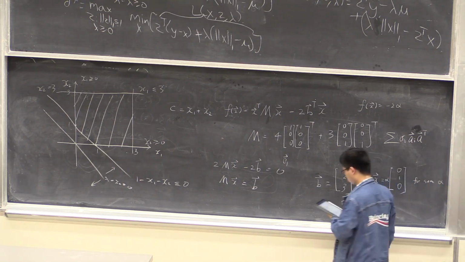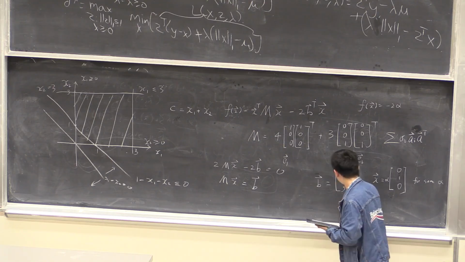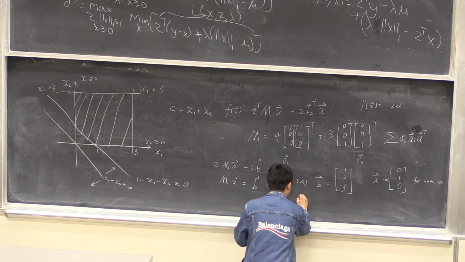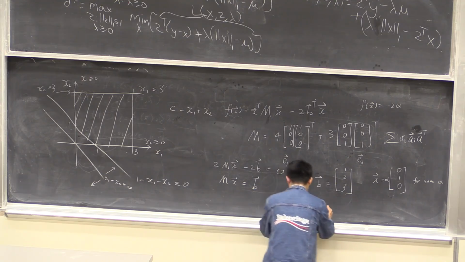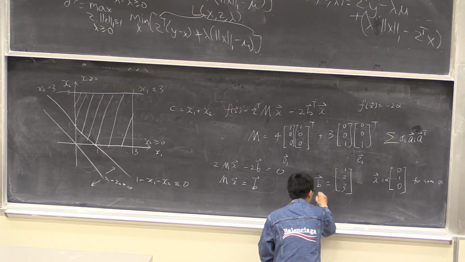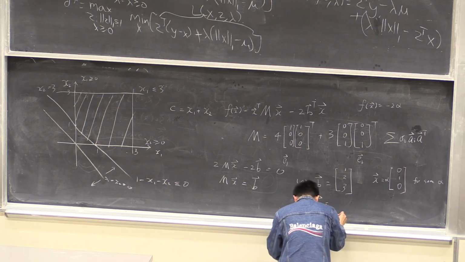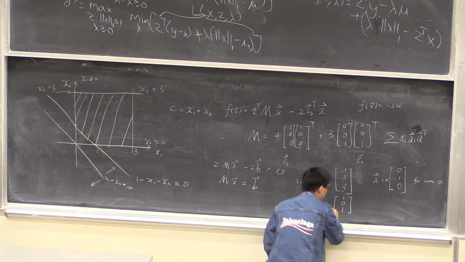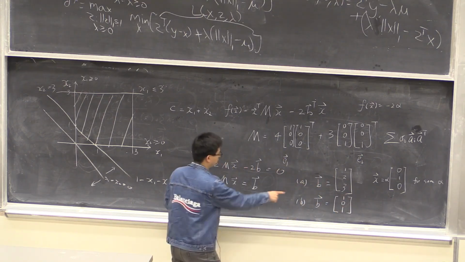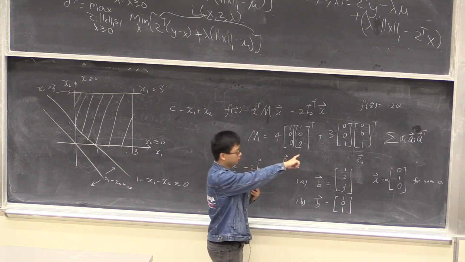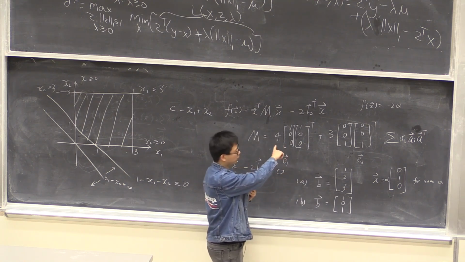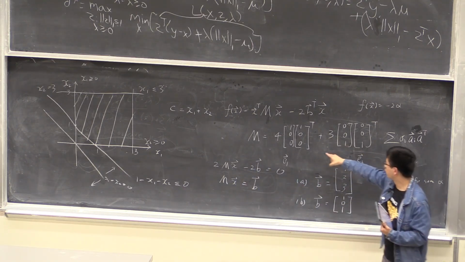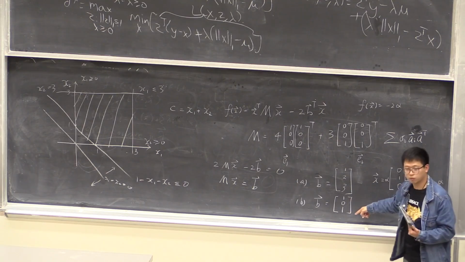And for the second problem, for B, B is 1, 0, 1. This is precisely within the span of M, right? This can be obtained by these two bases, 1, 0, 1.